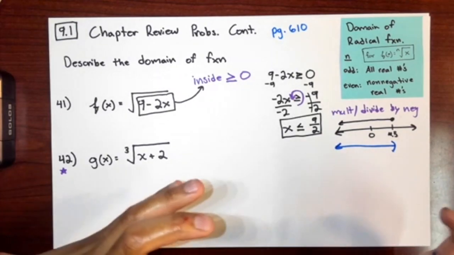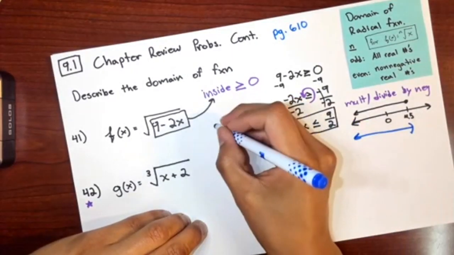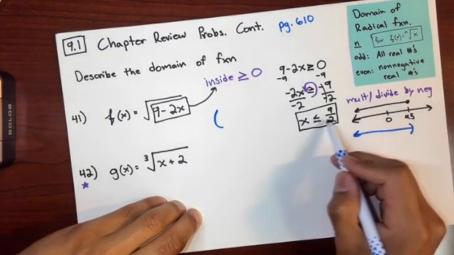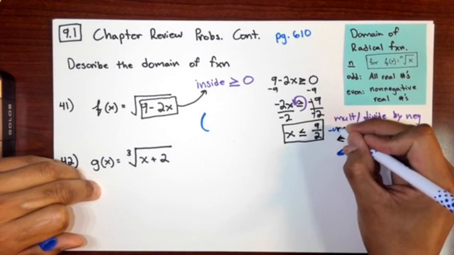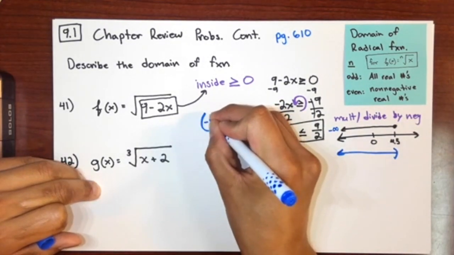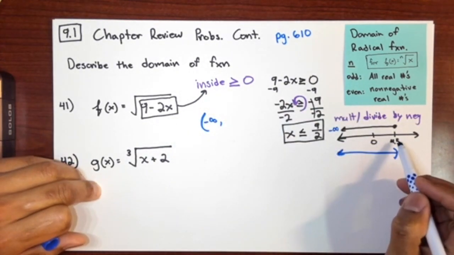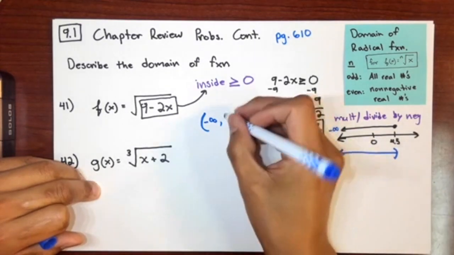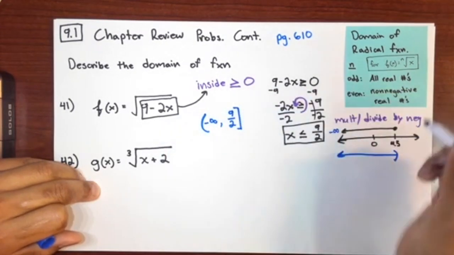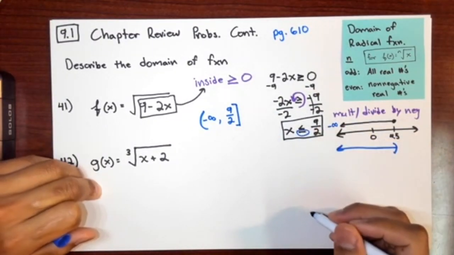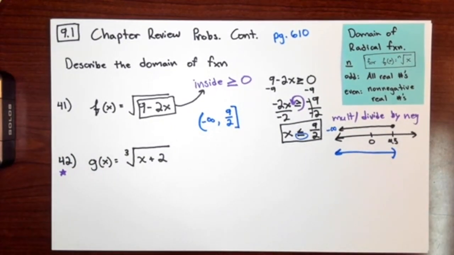And that helps us visualize when we write our interval notation. We know that x can go all the way this way, which means that it can go to negative infinity. So x is going to go from negative infinity all the way up to 4.5, or 9 over 2. And we're going to close that with a bracket because of the fact that it is equal to. Okay, now let's move on to the next one.